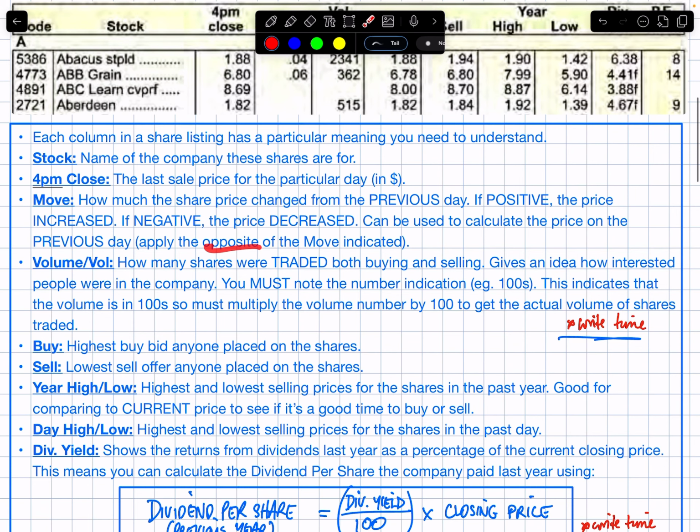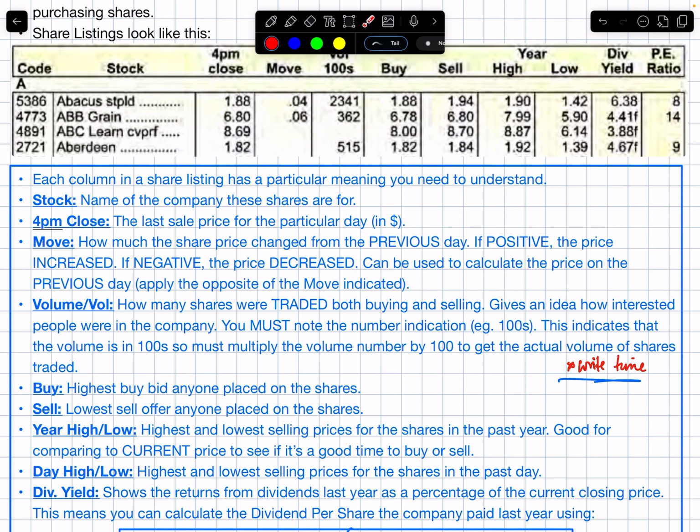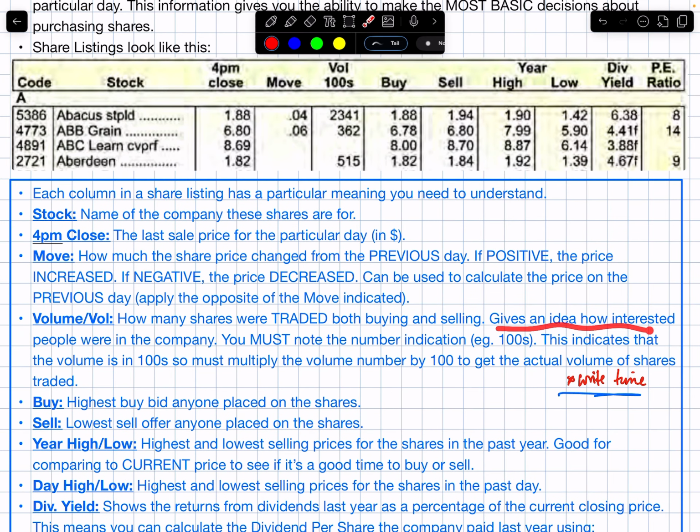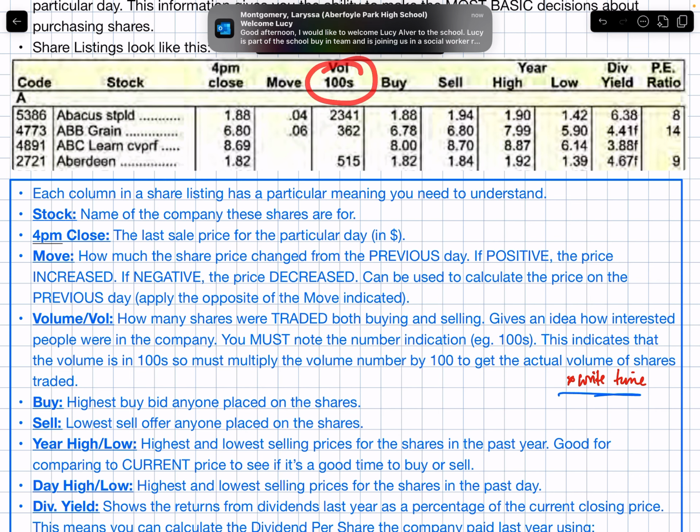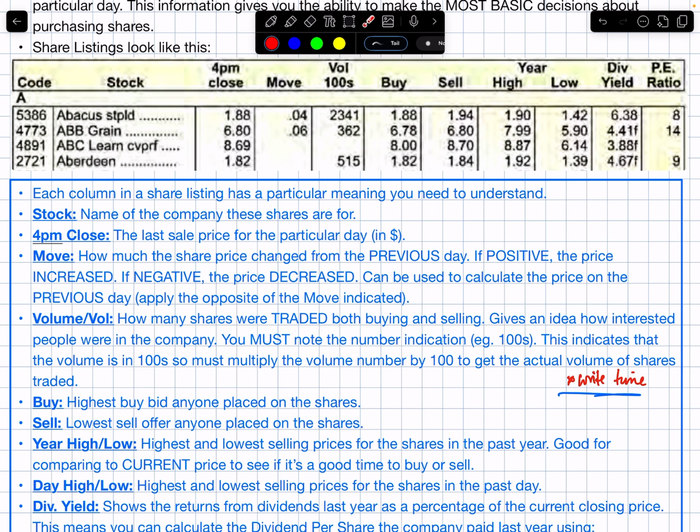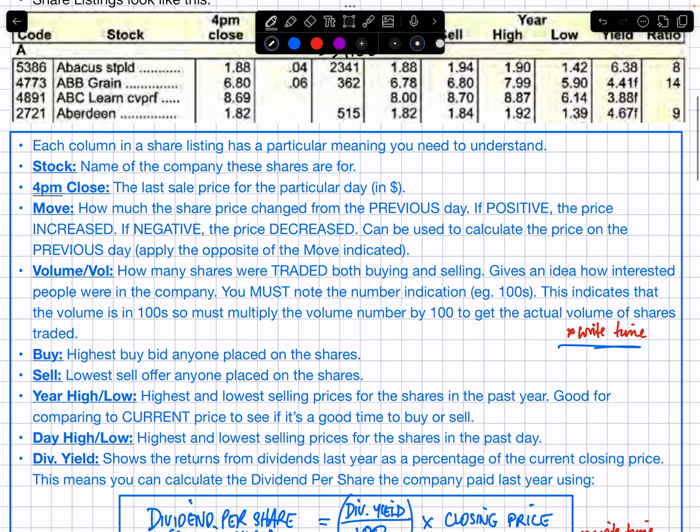What does volume mean? Volume is the number of shares that were traded. So that's both buying and selling. It sort of gives you an idea how interested people were in the company. Please, you must note the number indication. For example, 100s here. So, for example, Abacus, he didn't just have 2,341 shares traded on that day. It was 2,341 times by 100. So it was 234,100 shares that were traded on that day in Abacus.